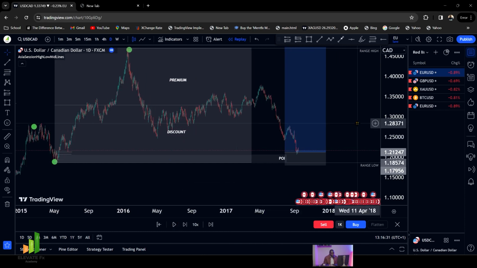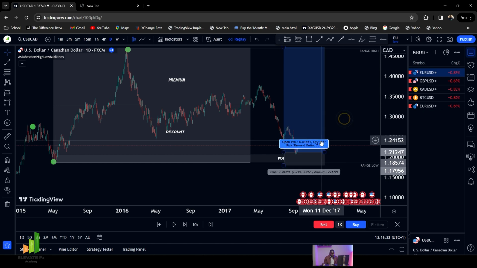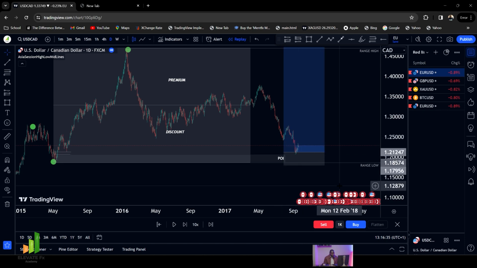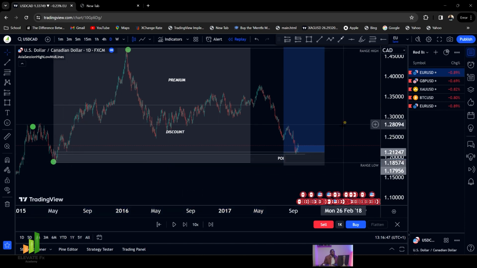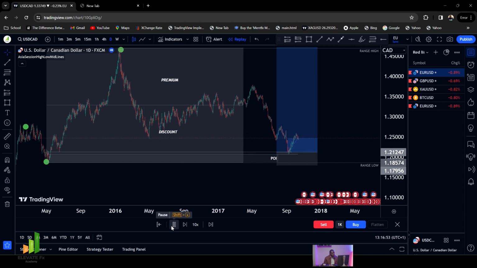Okay. Over here we have a tap into our zone, right? That's the imbalance we had here. Okay, just right at the region we're looking to get involved in the market, right? So let's see what happens from here. We're in the trade already.